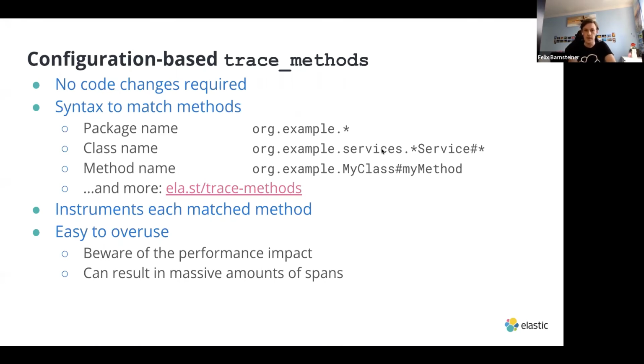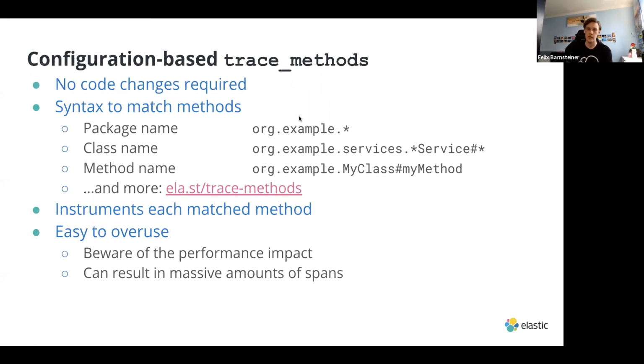All right. The big downside here is that it's really easy to overuse, and so how that works is every method that gets matched with such a matcher will also be instrumented with bytecode instrumentation, similar to the annotation example I showed you earlier. And the problem here is that we have to be aware of the performance impact. So don't get me wrong, just instrumenting one method maybe adds a couple of microseconds of overhead, but you have to be aware of which methods you want to instrument.